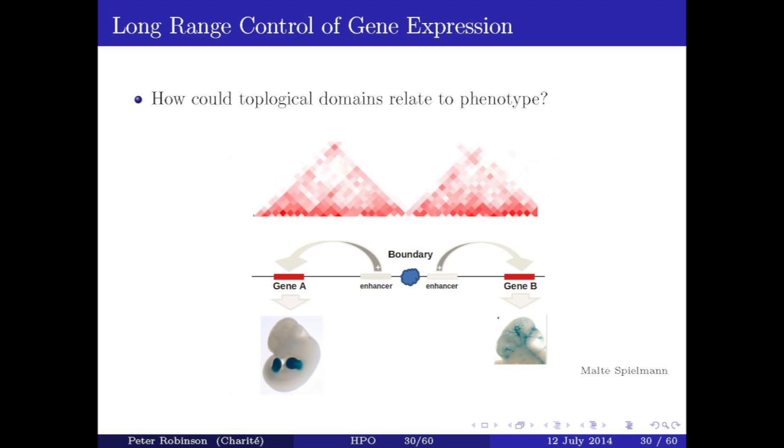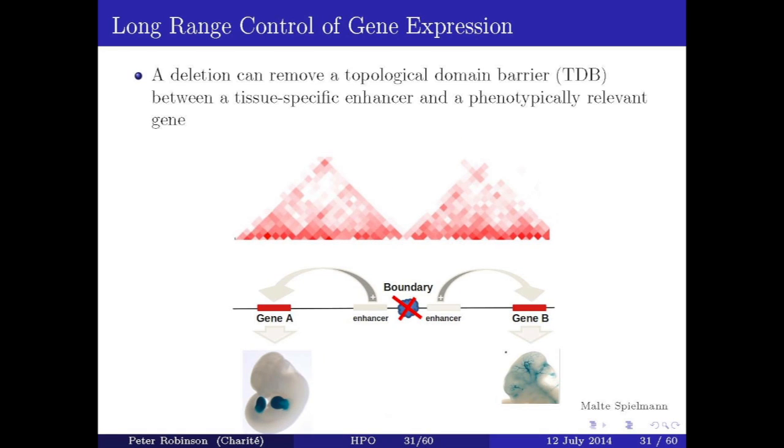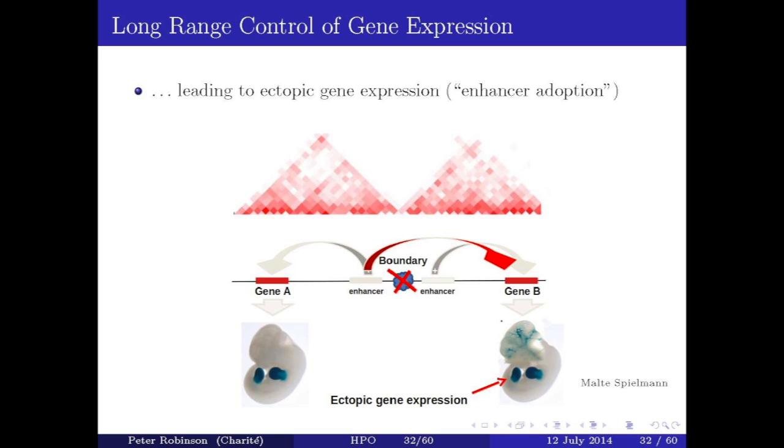And the idea is this: you have these domains, and here's a boundary, and normally the boundary would prevent this enhancer from activating gene B and would prevent this enhancer from activating gene A, even though they're not that far away from one another, but they're separated. And so if you have a CNV that removes this boundary, well, what can happen? Our hypothesis was that this would then allow this enhancer to inappropriately activate this gene, and so ectopic gene expression.